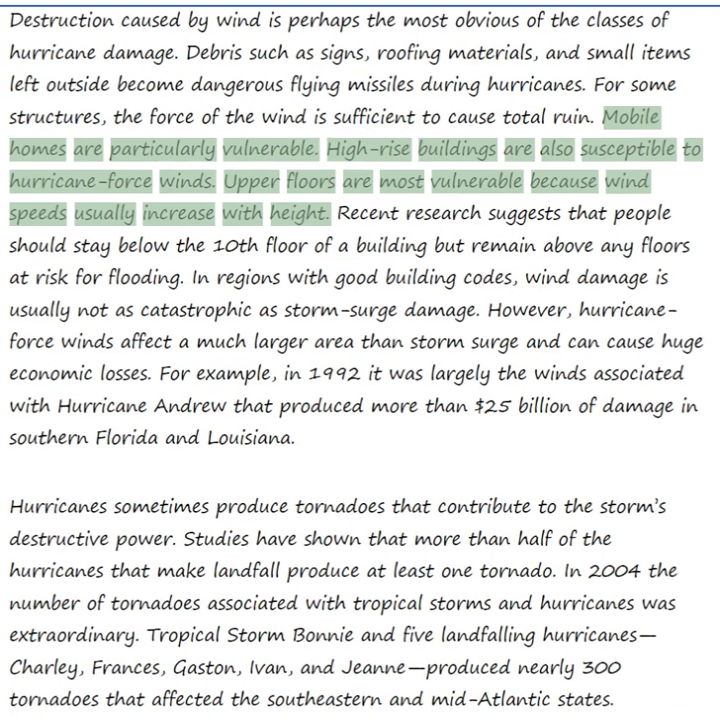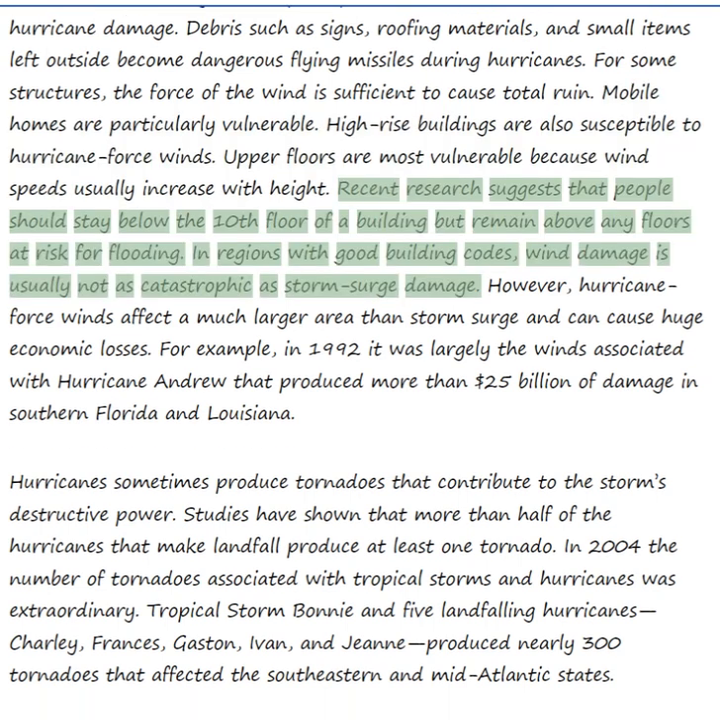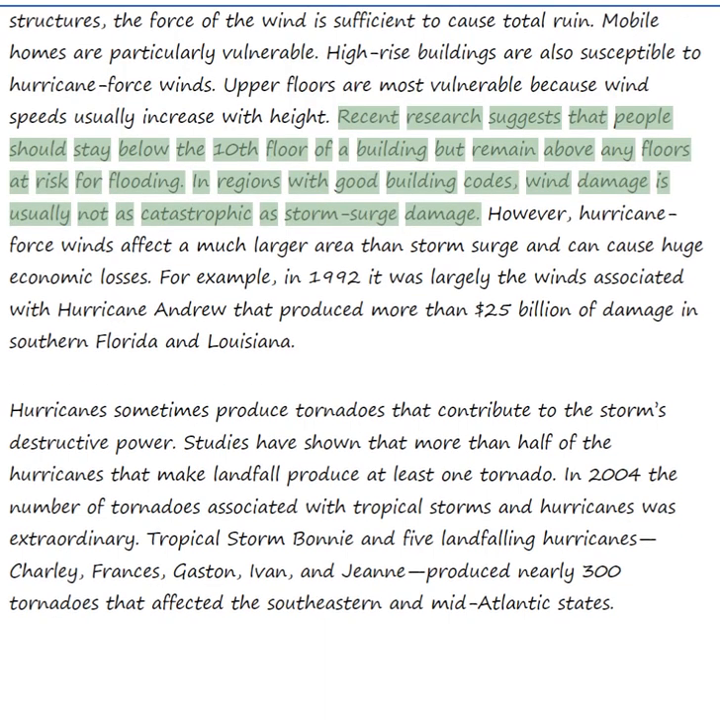High-rise buildings are also susceptible to hurricane-force winds. Upper floors are most vulnerable because wind speeds usually increase with height. Recent research suggests that people should stay below the 10th floor of a building but remain above any floors at risk for flooding. In regions with good building codes, wind damage is usually not as catastrophic as storm surge damage.